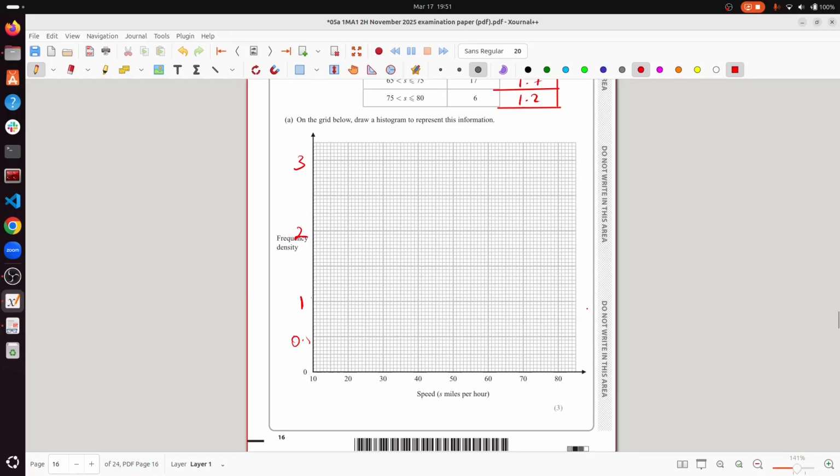That means here is 0.5, here is 1.5, and here is 2.5. So we need to know how to read each of our values. On the frequency density, each tiny box is 0.05. That means every two boxes is 0.1. And on the speed axis, we know that each tiny box is going to be 1.